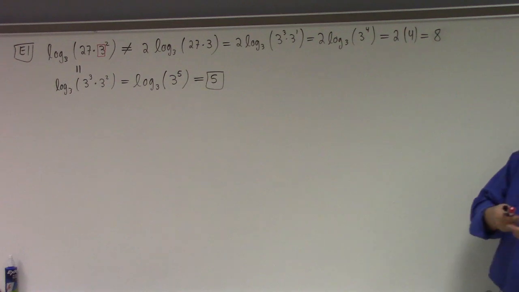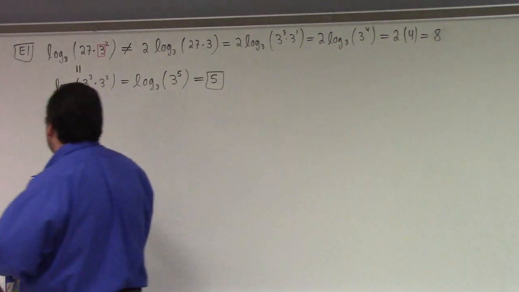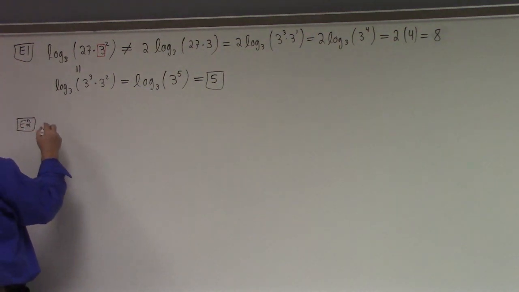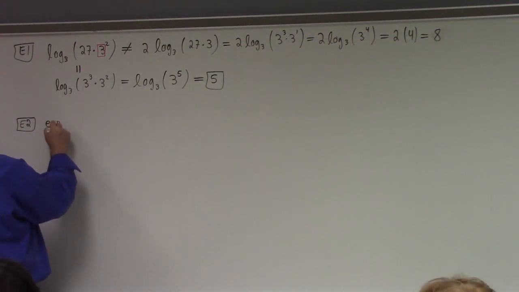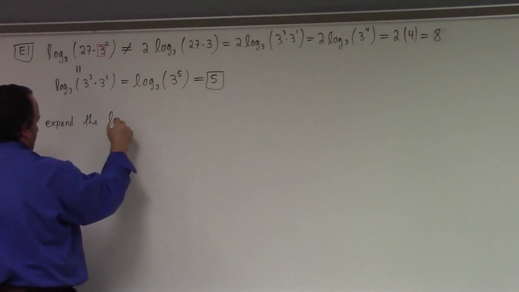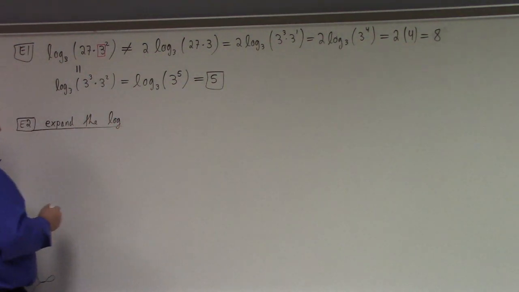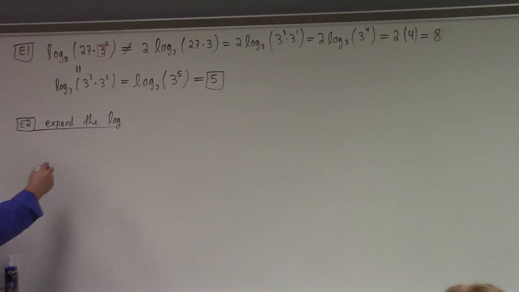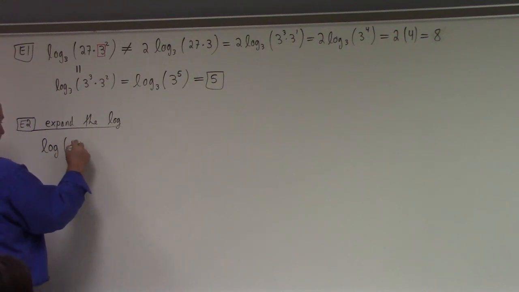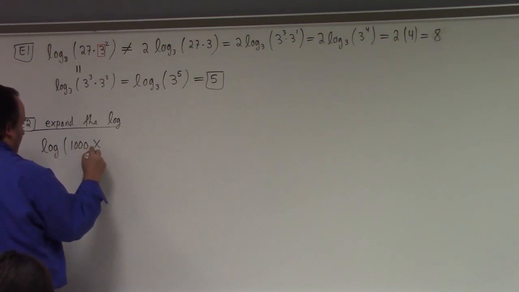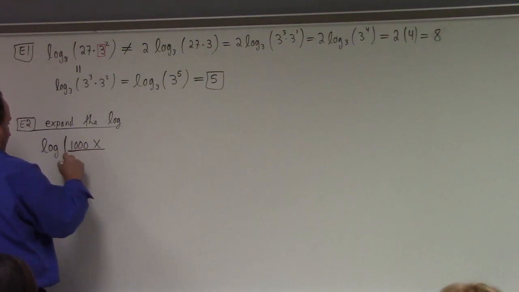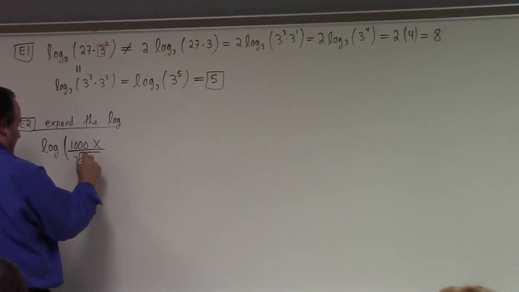All right, so let's go on. Let's just try out these things here a little bit. So example 2, let us expand the log. Expand the log. All right, so here we go. We've got log of, let's say, 1,000x divided by the square root of yz.